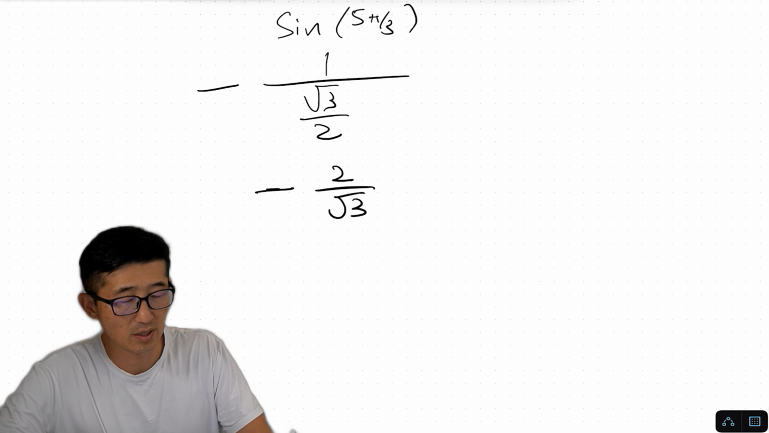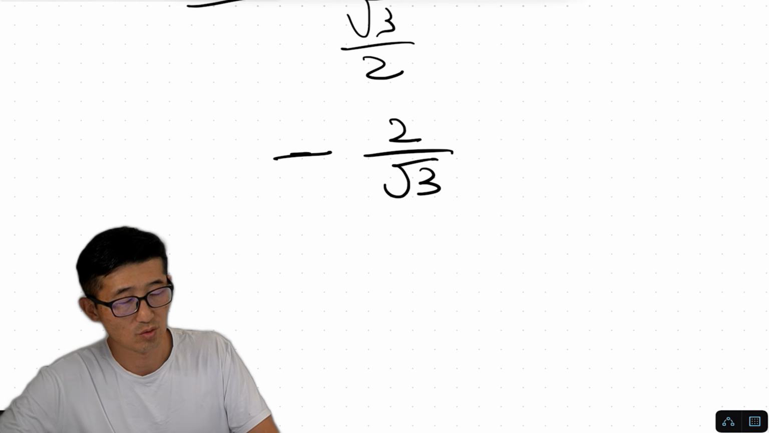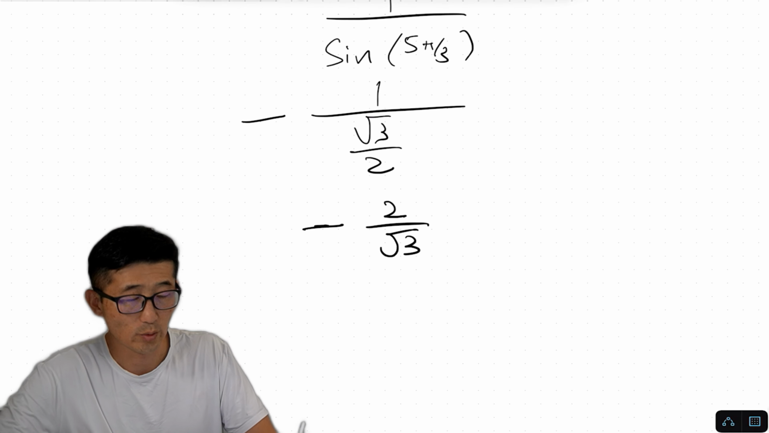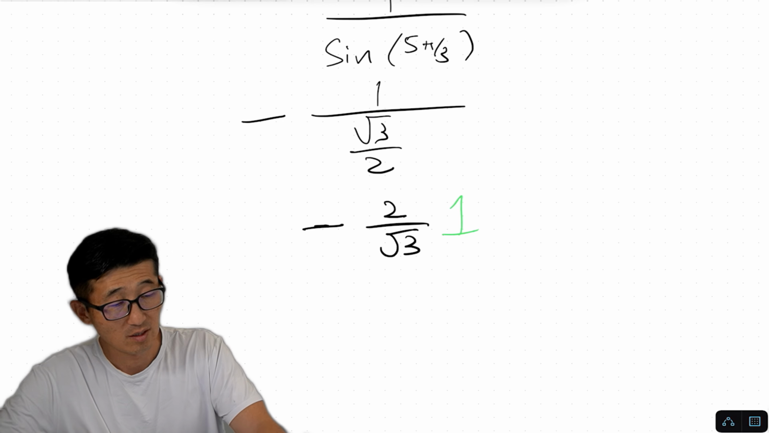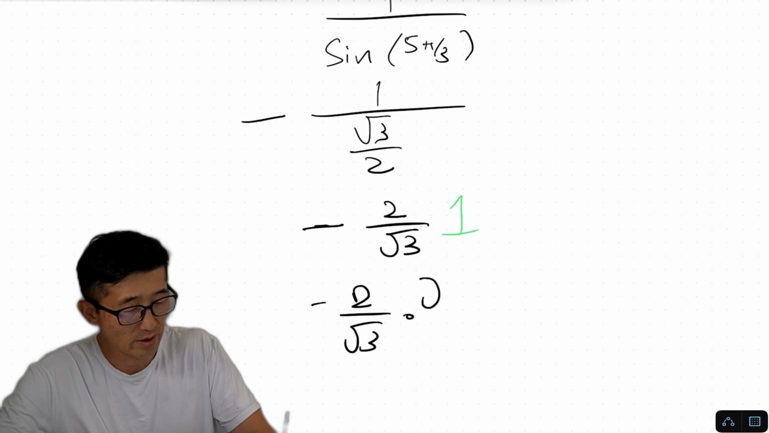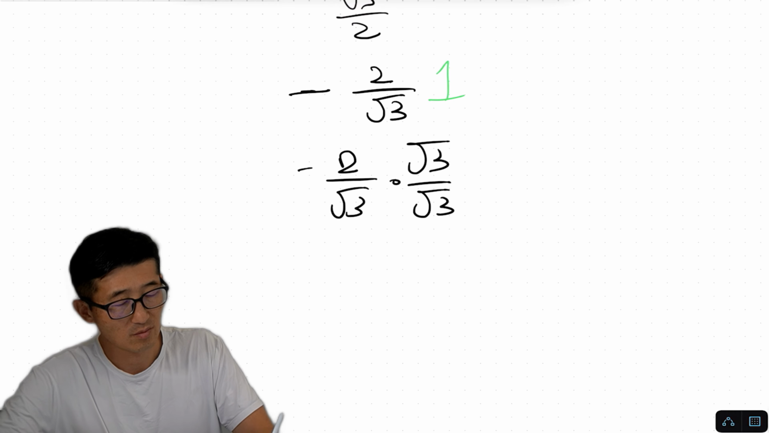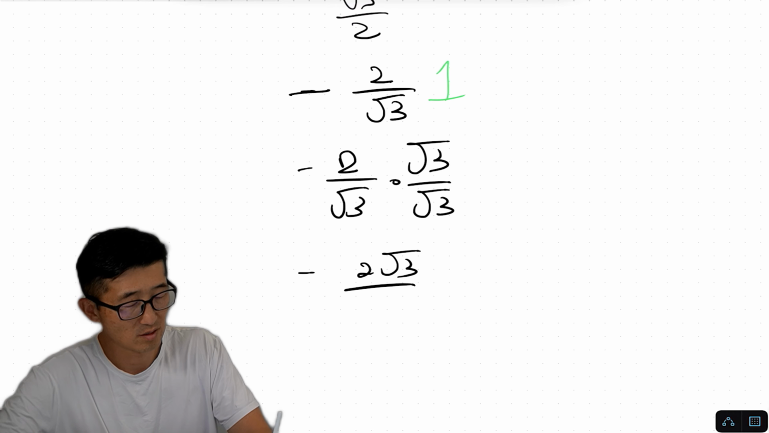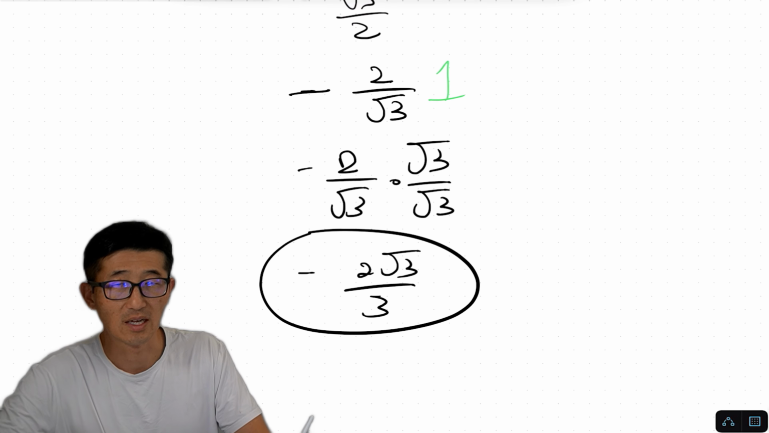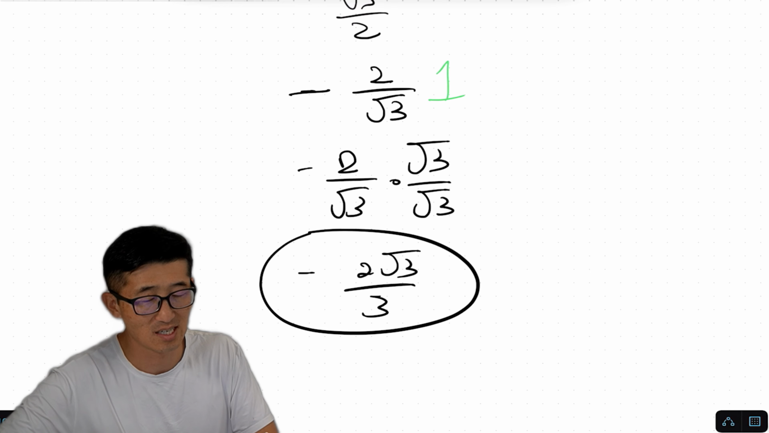Rad 3, but do we leave our answer with radicals in the denominator? No. So we have to multiply this by what? 1. So we have to multiply by rad 3 over rad what? 3. You get it? There it is. That's your final answer, okay? You've rationalized the denominator.